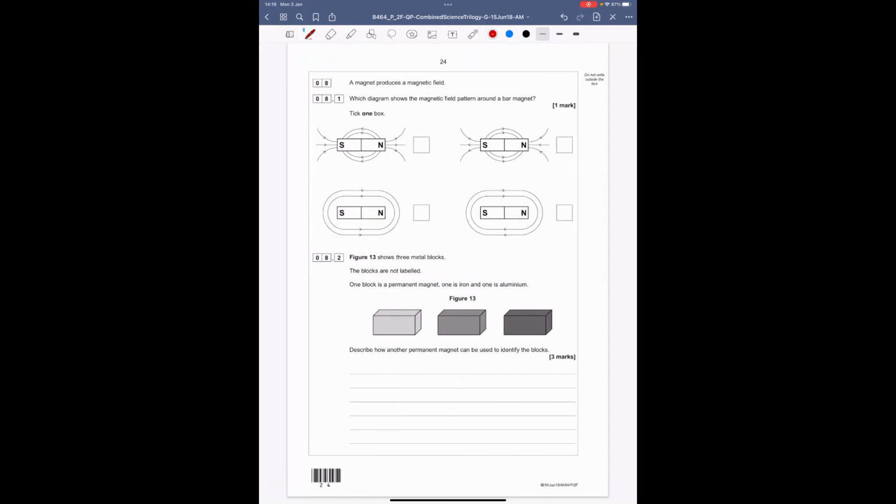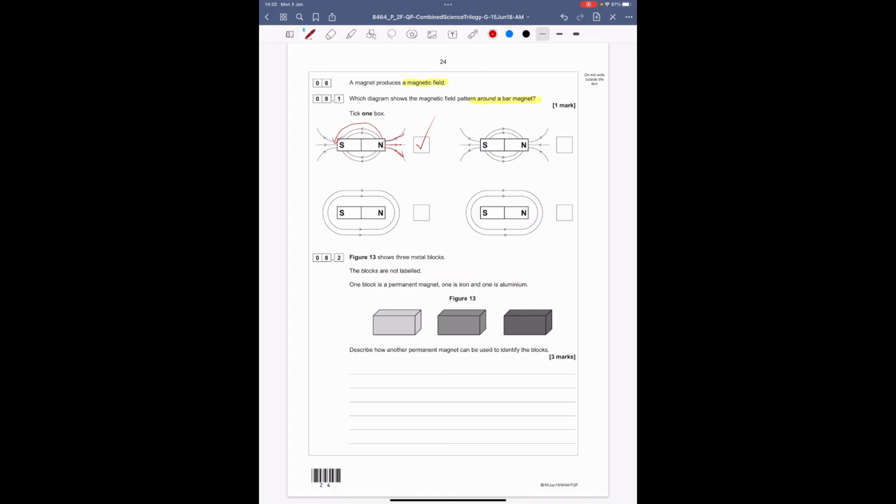Question 8 then. A magnet produces a magnetic field. Which diagram shows the magnetic field pattern around a bar magnet? So we should know that a magnet, its magnetic field lines come out of the north and then it loops back round to south. It always goes north to south. So it should be the first one here.